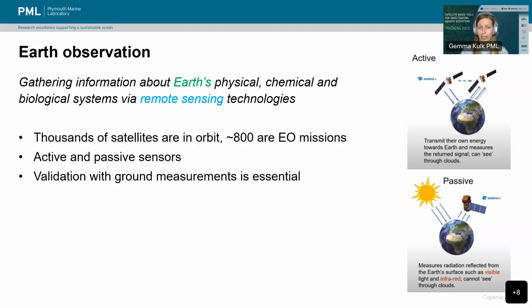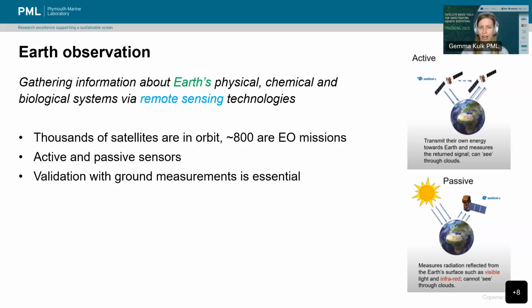So, Earth observation can be carried out using various platforms, including satellites, planes, and drones. And I will be mostly talking about satellite observations today. So as you have already learned in module 1 of this training course, there are many satellites in orbit, and around 800 of those satellites are Earth observation missions for weather, land, marine, and cryosphere applications.